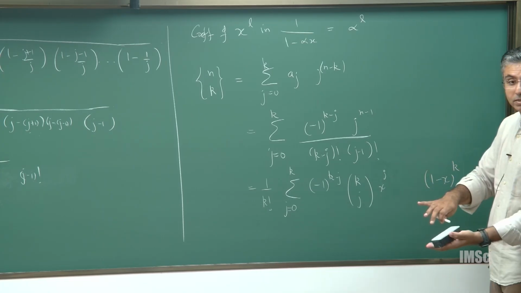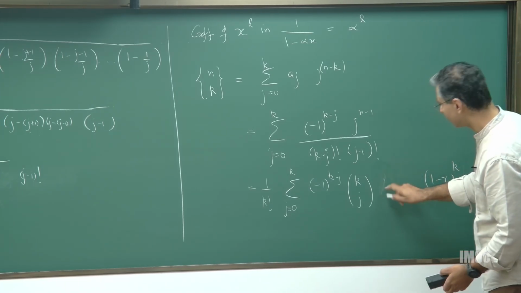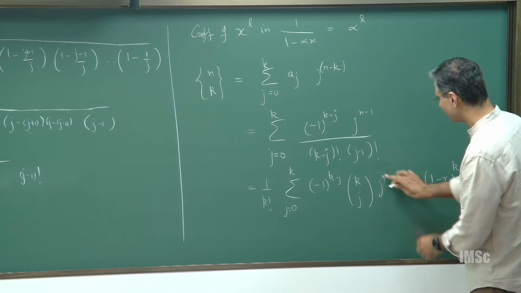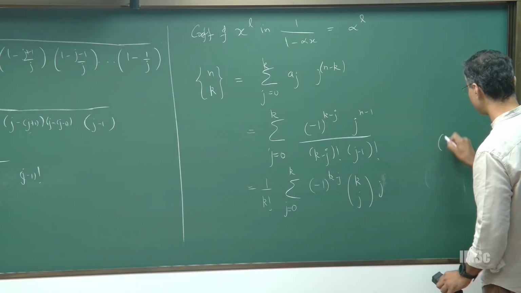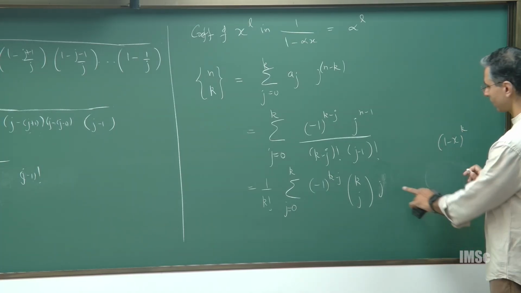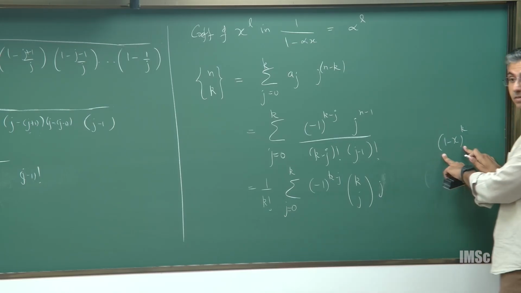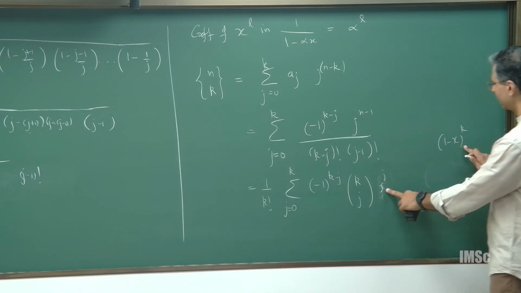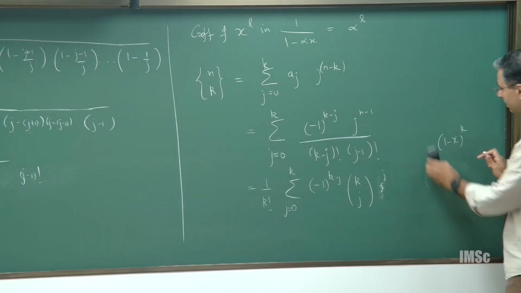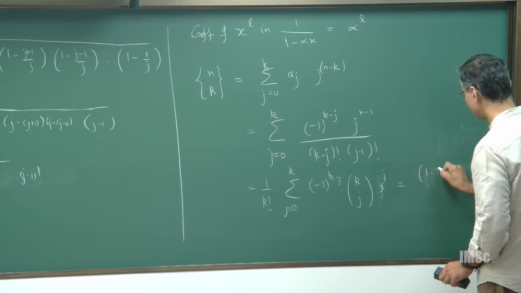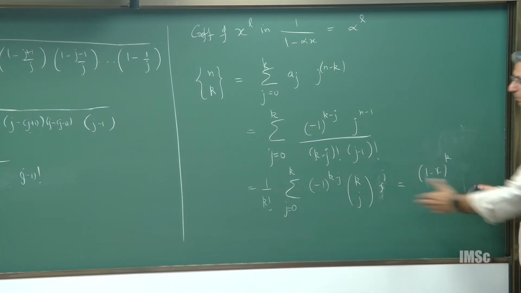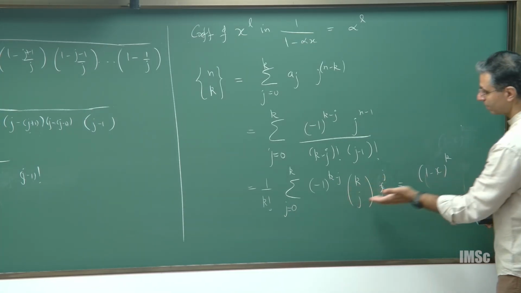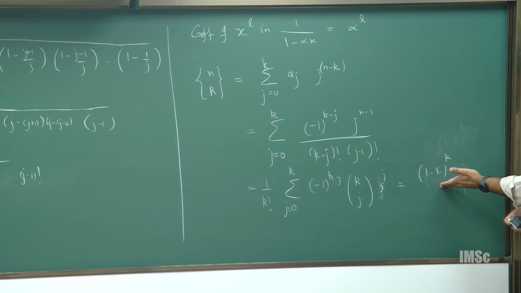you differentiate it once. Sorry, what did we have here? J raised to n, right? So, let us take j, and 1 minus x raised to k. How do I get j again? You take this, this is x raised to j here, differentiate it. This we all agree. Forget that 1 upon k factorial. This is true, that this polynomial is equal to this, right?